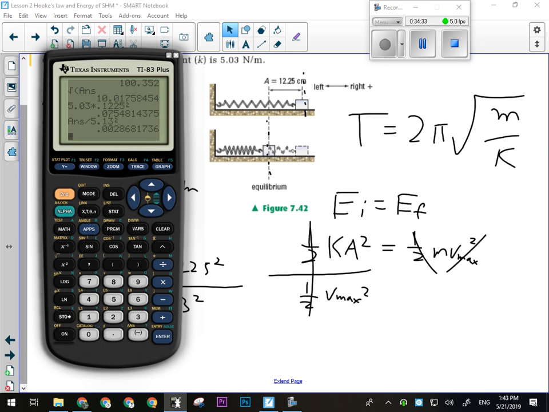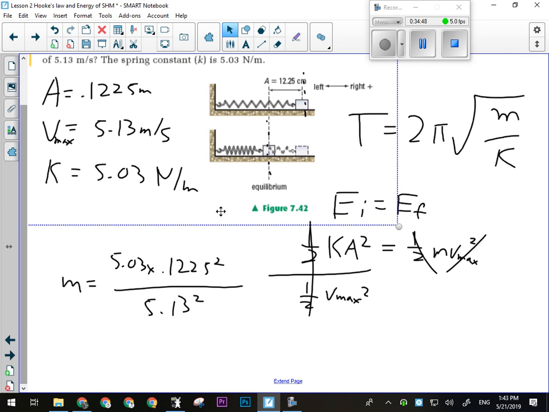So my mass is very, very tiny. It's like 2.8 grams or 2.9 grams. It's very, very small, and that's fine. It's a small mass. So I've got that for right now. That's my mass. Now I can plug it into this formula here and solve for what the period would be.